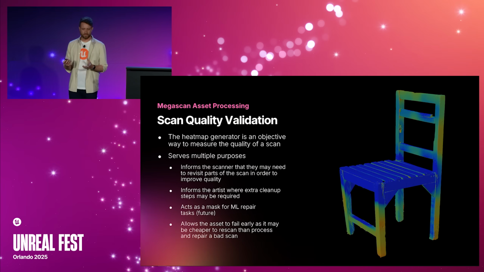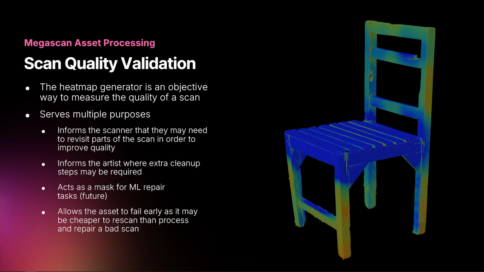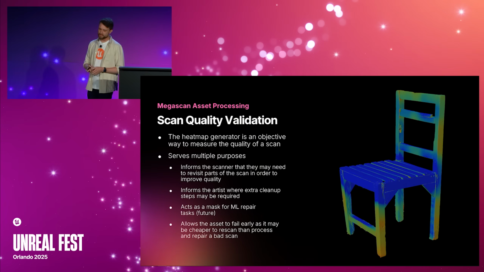So first up, we have a heat map generator. This provides an objective and quantifiable measure of scan quality. This tool serves multiple essential purposes. It clearly indicates to scanning teams where additional capture may be required. It also guides artists towards areas needing extra cleanup or attention during processing. It can enable early detection of problematic scans, saving resources by indicating when rescanning might be more cost-effective than repair. And looking ahead, we plan to utilize these heat maps as masks in machine learning-based tools to be able to automate and streamline repair processes.